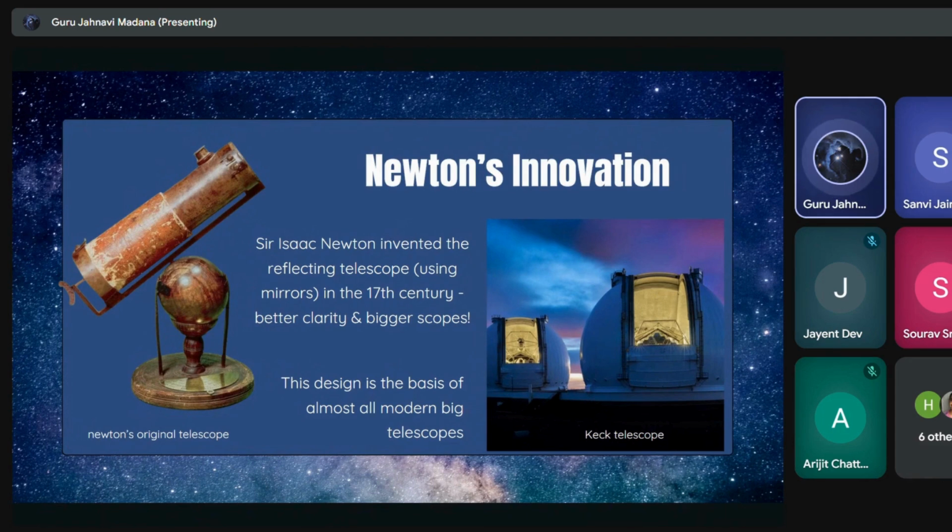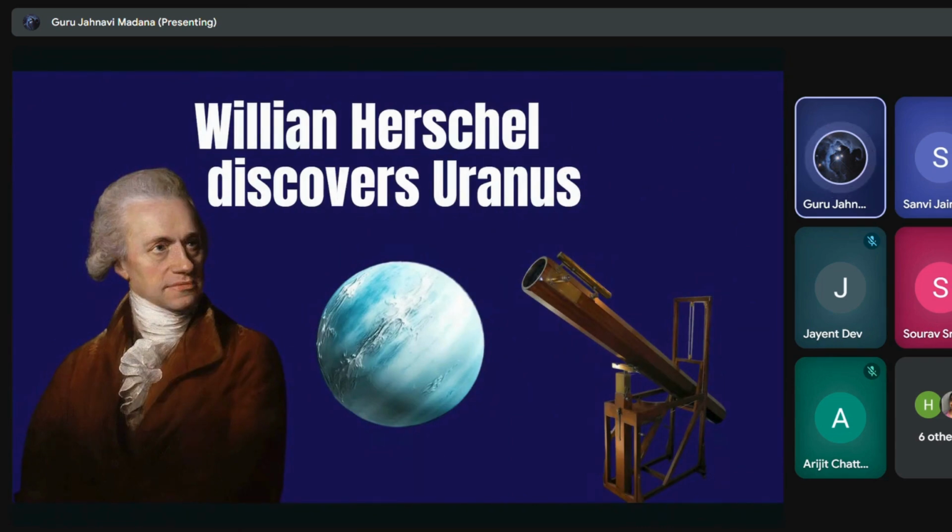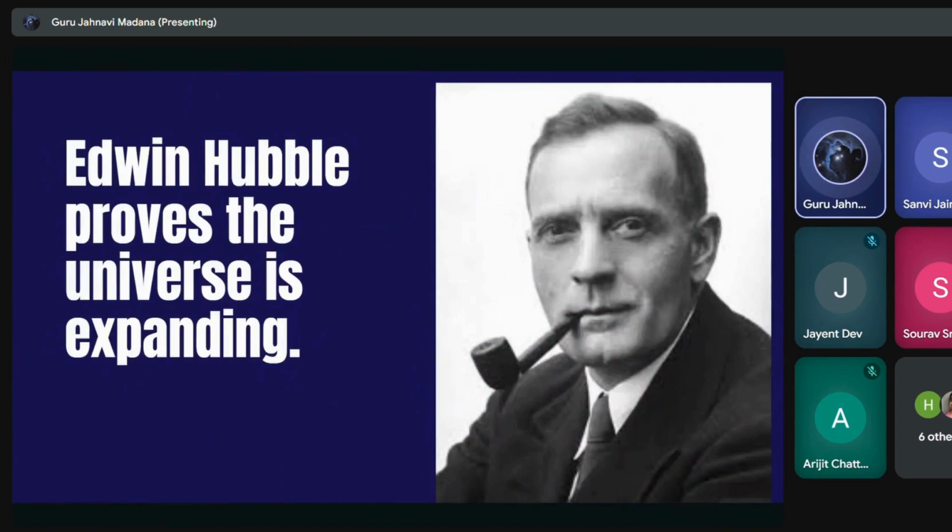This design of reflecting telescope is the basis of almost all modern big telescopes. You can see an example of the Keck telescope here. Since then, telescopes kept getting better: larger mirrors, precise lenses, and more imagination. In the 18th century, William Herschel discovered Uranus using these reflecting telescopes, and in the 20th century, Edwin Hubble proved the universe is expanding, and all those inventions became very interesting.